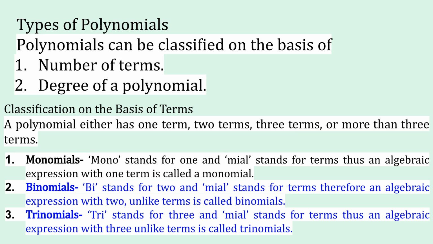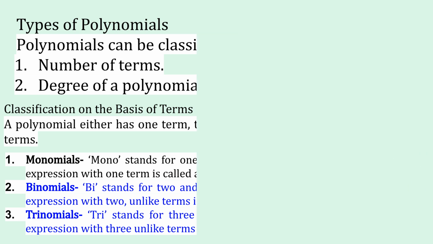Binomials. Bi stands for two, and mial stands for terms. Therefore, an algebraic expression with two unlike terms is called a binomial. Trinomials. Tri stands for three, and mial stands for terms. Thus, an algebraic expression with three unlike terms is called a trinomial.